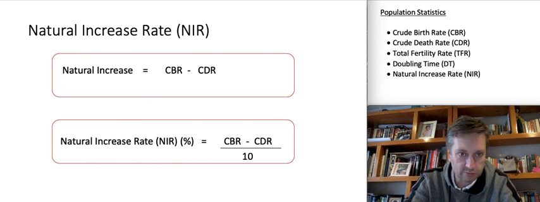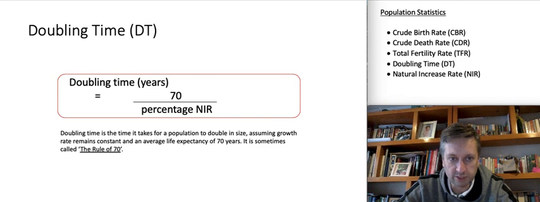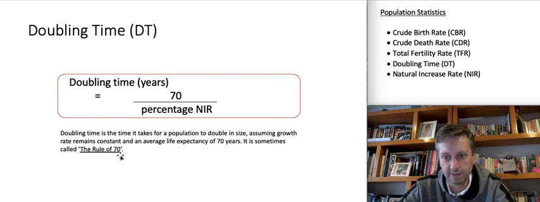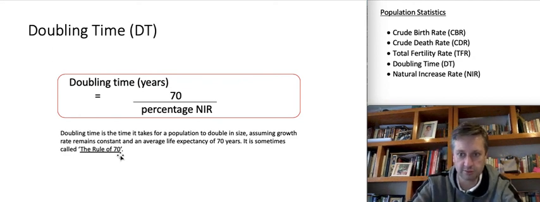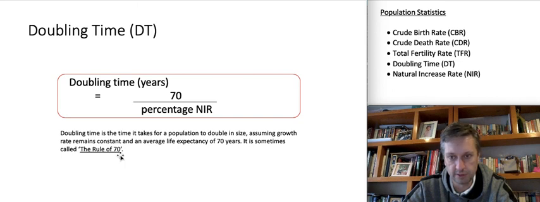Which leaves us to the final one. The final one is the doubling time. The doubling time is the number 70 divided by the natural increase rate or percentage growth. It's called the rule of 70. 70 comes from 70 being the average assumed life expectancy. So it's the number of years that it would take for the population of a defined place to double in size. 70 divided by natural increase rate.